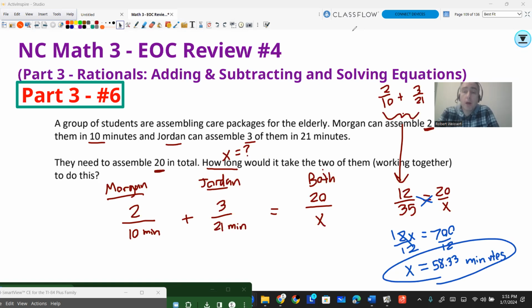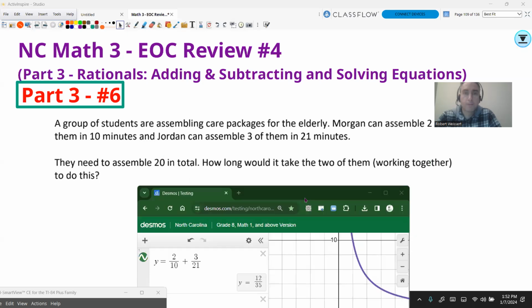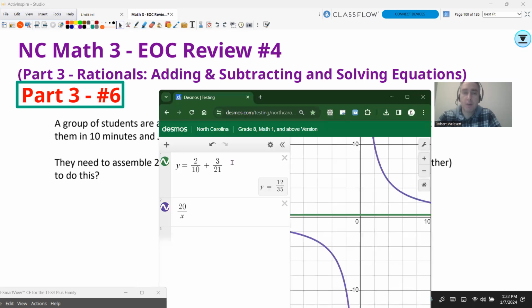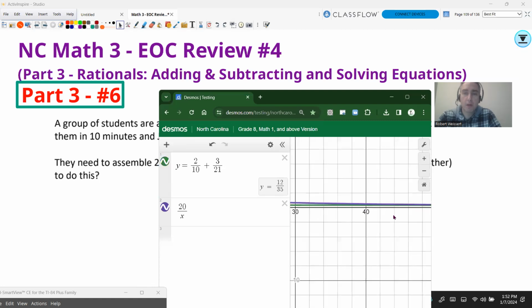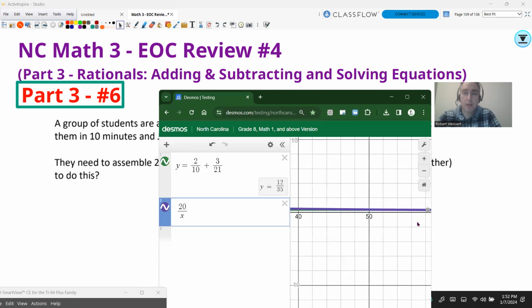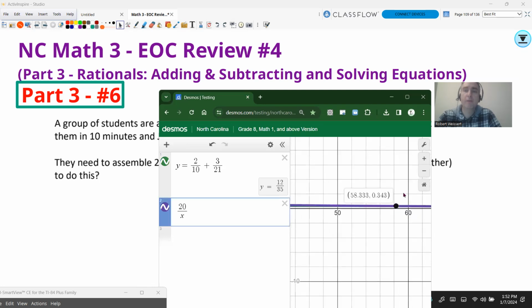Now, in this problem here, I'm going to show you also on the graph, and then that'll be the conclusion of this. So write that down, and then I can show you the solution on the graph to back it up. Please write that down, because I'm going to take the work off now. Remember, the equation was 2 over 10 plus 3 over 21 equals 20 over x. So the left side is going to have all numbers. Put a y equals. You'll get your flat line. Go over here. Keep going until you click and you get a point. 58.3333333 repeating. My answer was 58.33 minutes.